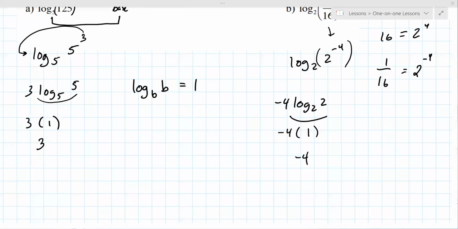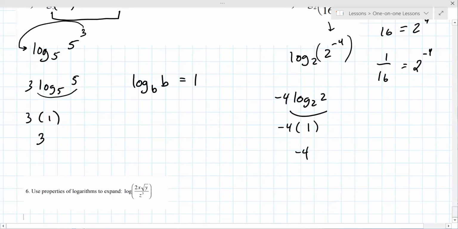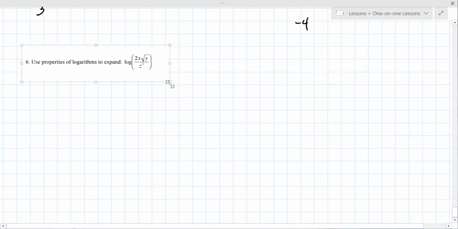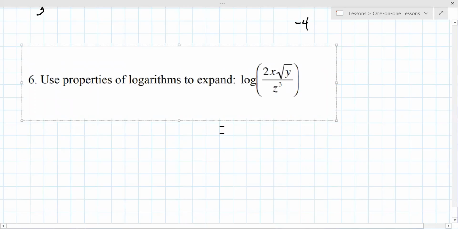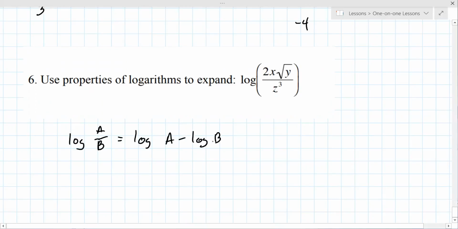Right, so 6 and 7 are very much related. One is the forwards, one is the backwards. You'll be expected to expand and then compress or condense logarithms. So there's a lot of properties going on here. One property is, and I'll do these one at a time, if you have log of a over b, this equals log a minus log b. So it's log 2x square root y minus log z cubed. So it's top minus bottom.